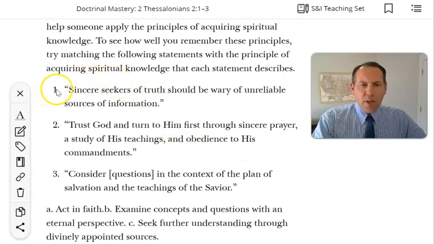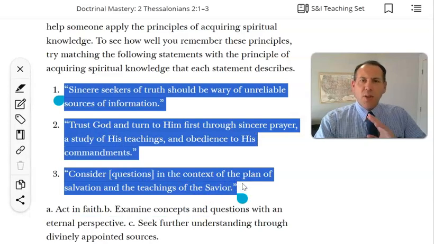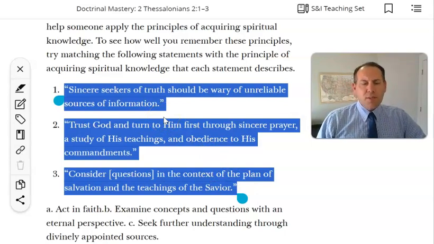We have a quick review of the principles of acquiring spiritual knowledge. I'll encourage you throughout the year, don't skip this. Have a little fun with it, do a matching. You could do it on the board, but have them review the principles of acquiring spiritual knowledge.